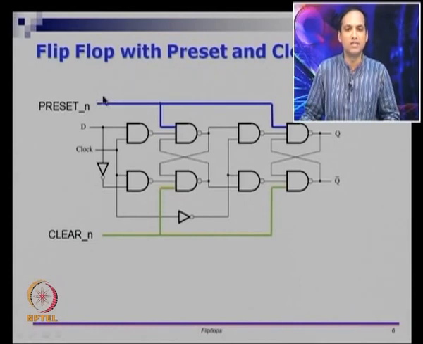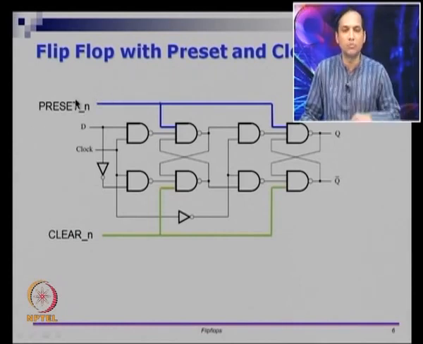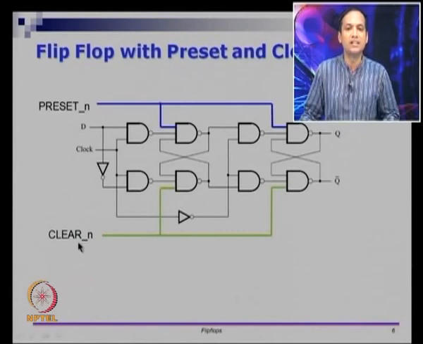So, if preset bar is 0, preset is 1, we want the circuit to be preset. Similarly, if I bring clear n to 0, no matter what D and clock are, this line will become a 1. So, if I bring this to 0, this will be a 1 because of this NAND gate, and this will be a 1 because of this NAND gate. And if Q bar is 1, Q will eventually go to 0. Right. So, Q becomes 0 when clear becomes 1.